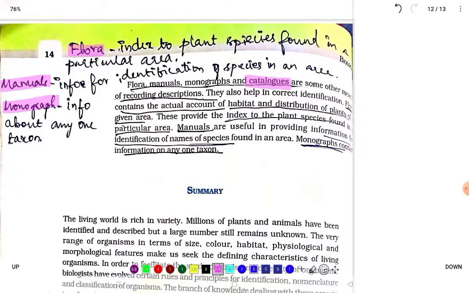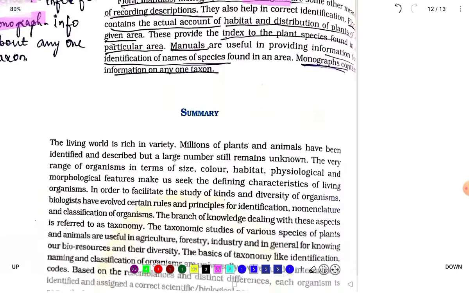In case of manuals, for example of mammals, it gives information for identification of species in an area. Monograph gives information about any one taxon, that is either the species, genus, family, etc. Manual gives information for identification of a species in an area, and flora is the index to plant species in a particular area. A catalog is a book kind of thing which has information. Hope you know what a catalog is. So now let's see the summary.